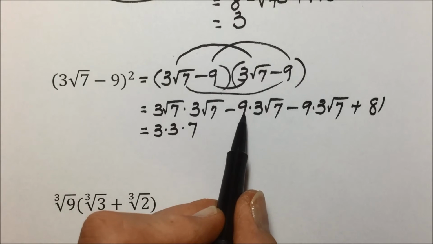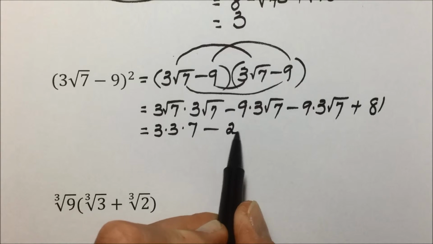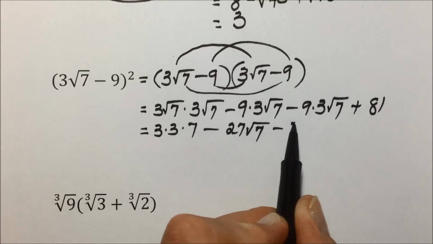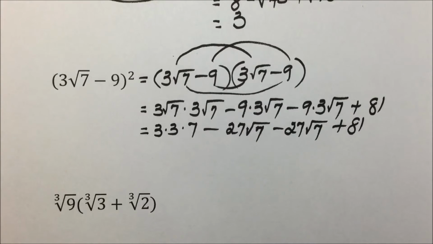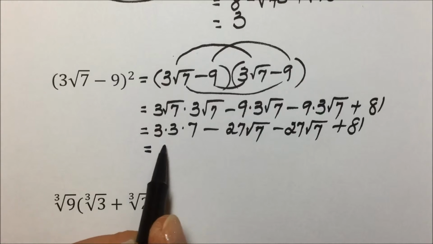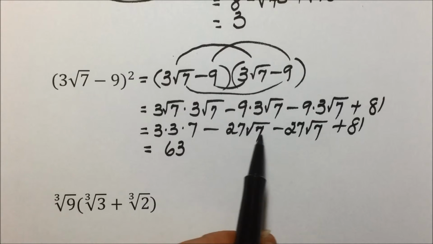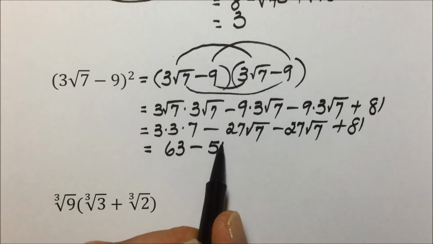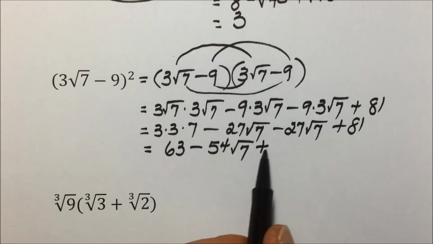In the next term, we have the integers out in front that we can multiply. 9 times 3 is 27, square root of 7. Likewise, same with this. 9 times 3 is 27, square root of 7, and our 81 on the tail end. Multiplying here, on the first term, we have 3 times 3 is 9, times 7 is 63. These are similar terms. A negative 27 plus a negative 27 is a negative 54 square root of 7 because of these being like radicals, plus the 81.